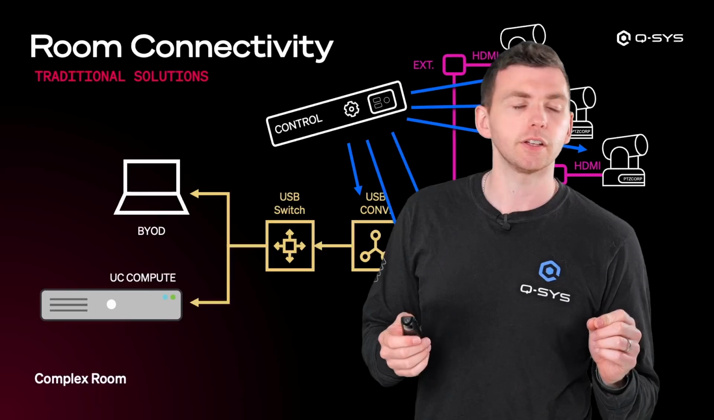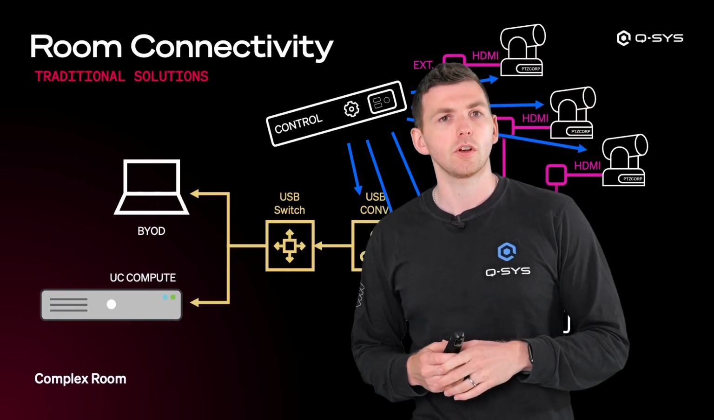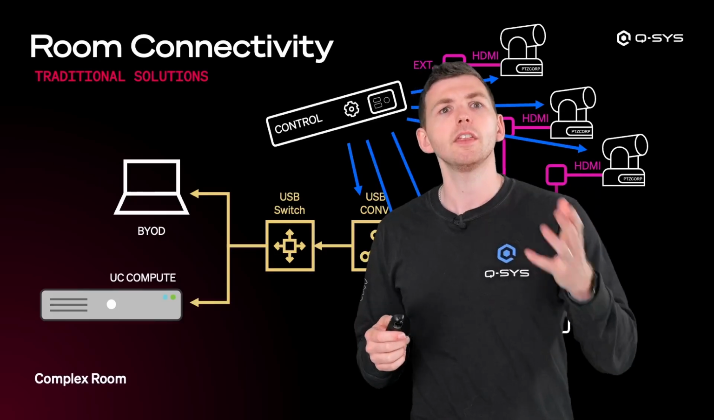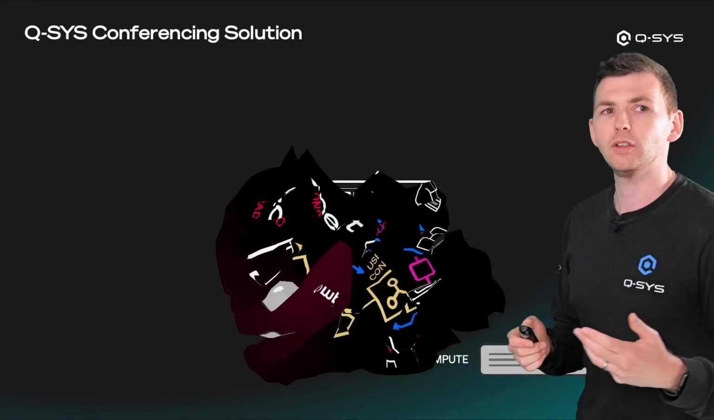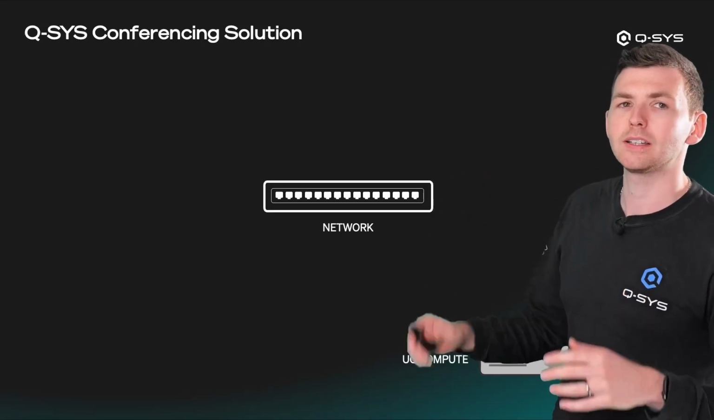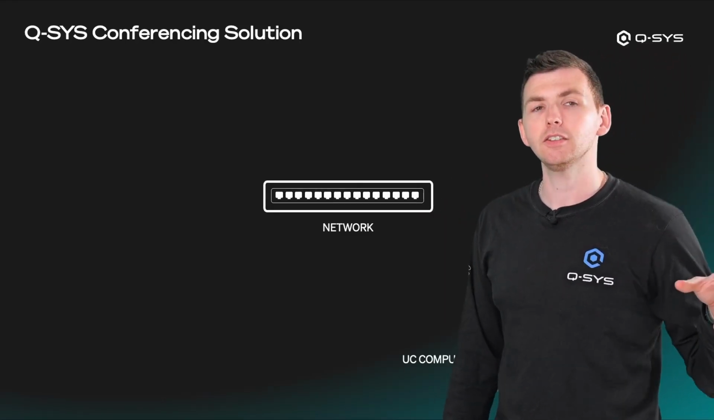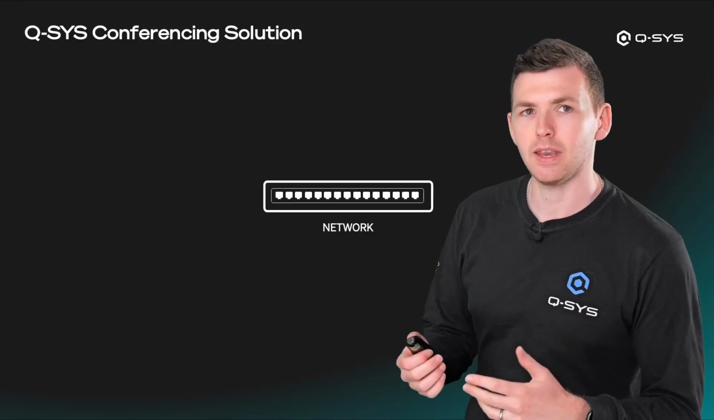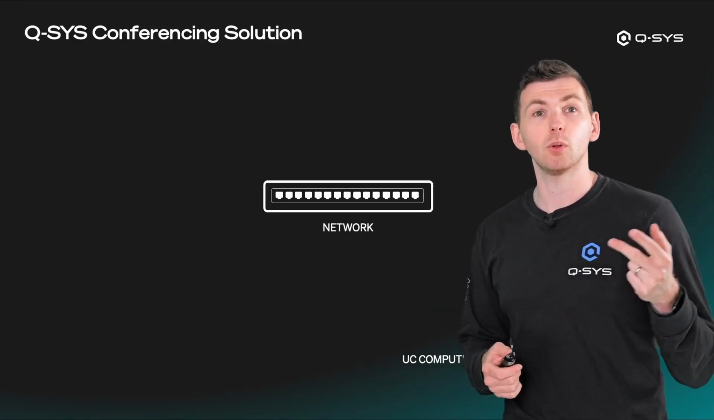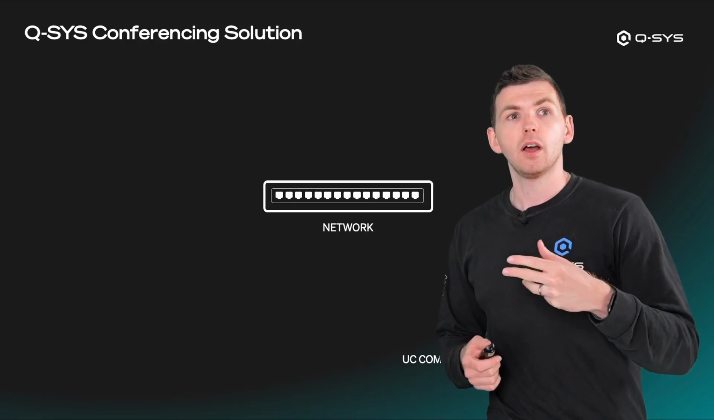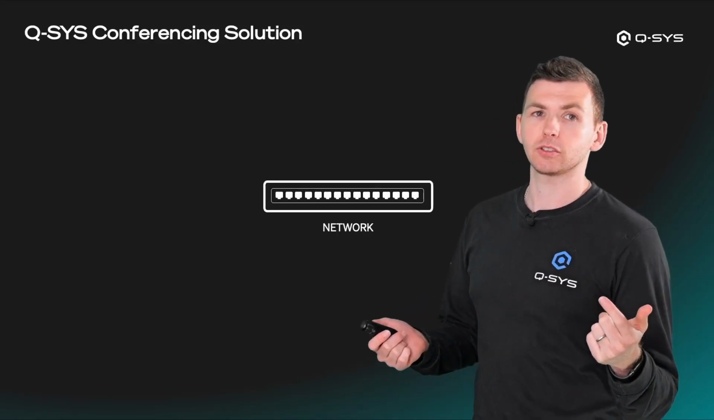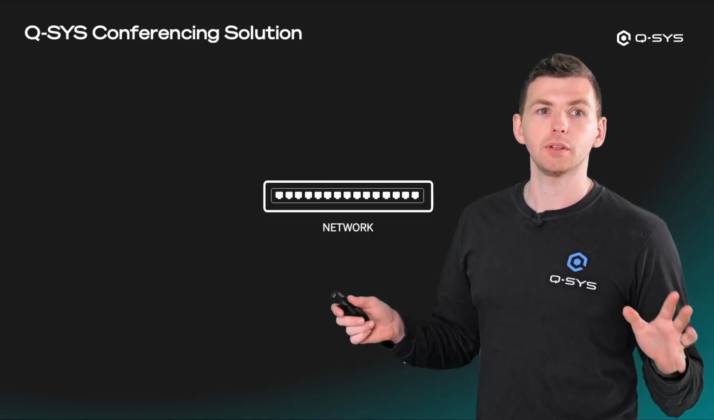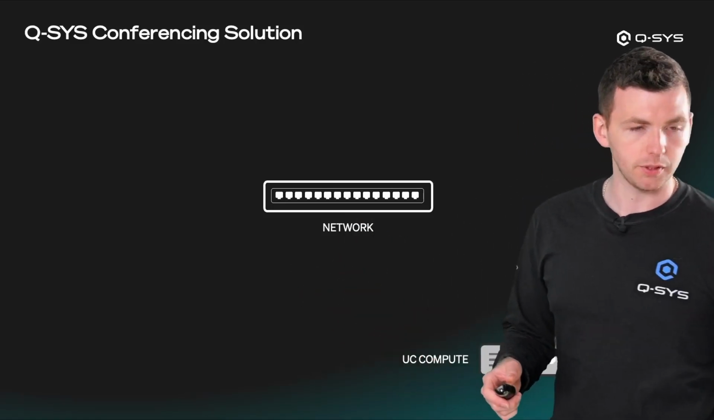So now let's fix all of that with the Q-SYS conferencing solution, which is going to use, surprising nobody, the network. Why are we using the network? Well, of course, because the network can deliver any kind of traffic from any source to any destination. It can do one-to-one, it can do many-to-many, and it can deliver audio, video, control, and power with no real length limitations. We can run Cat5e, Cat6, 100 meters, no trouble at all. So let's see what we're going to do.